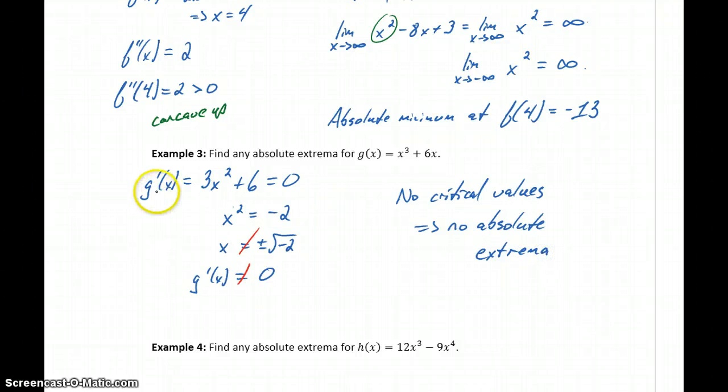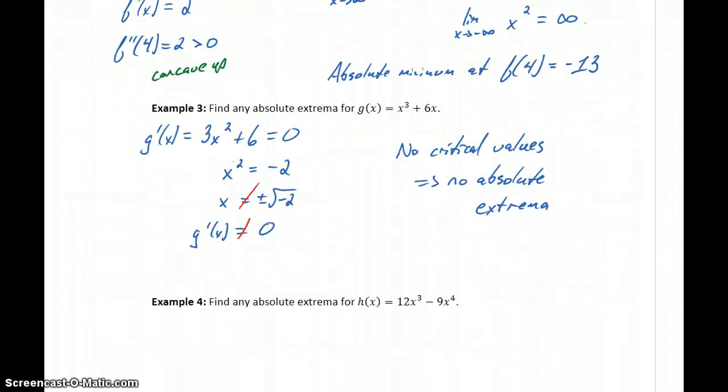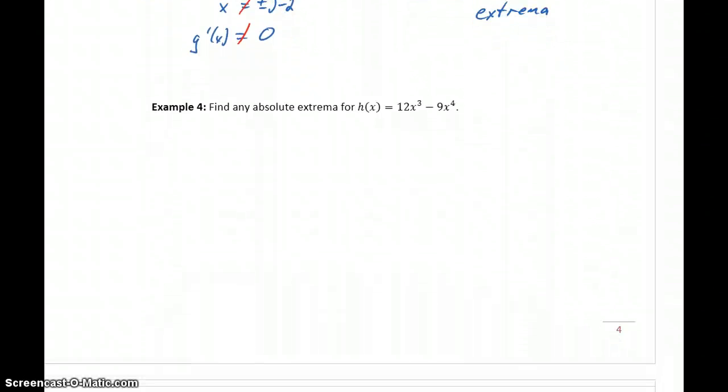So if we can't find any points where the first derivative is equal to 0 or undefined, there are no critical values to consider, and we just conclude that there are no absolute extrema for that function.